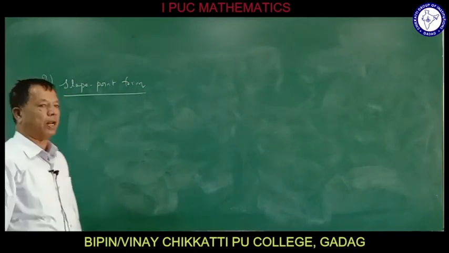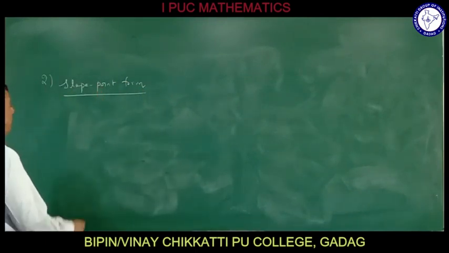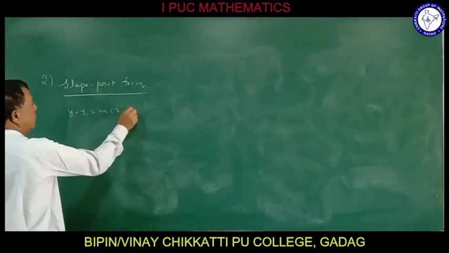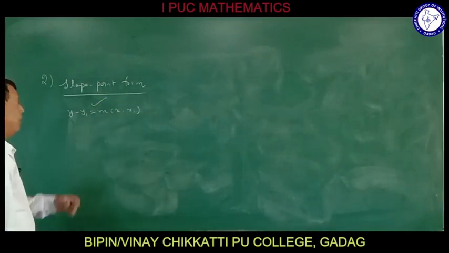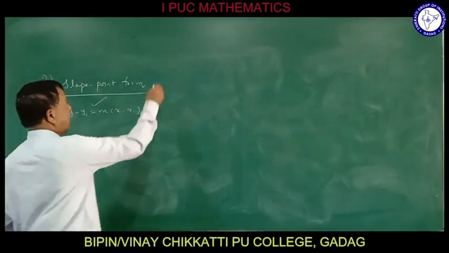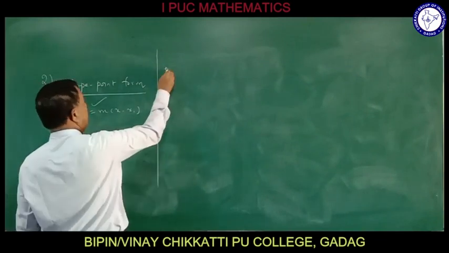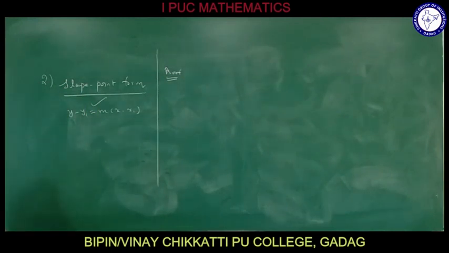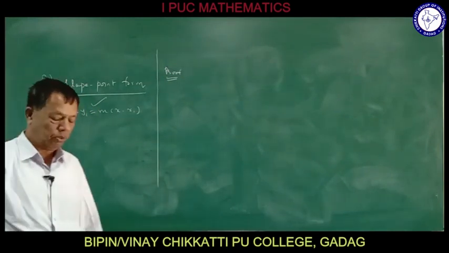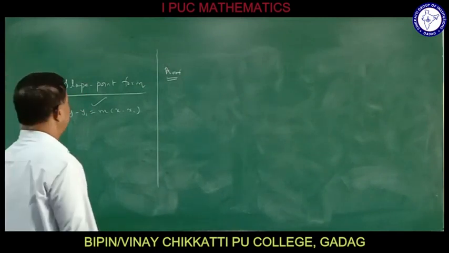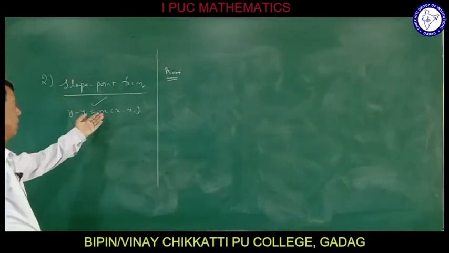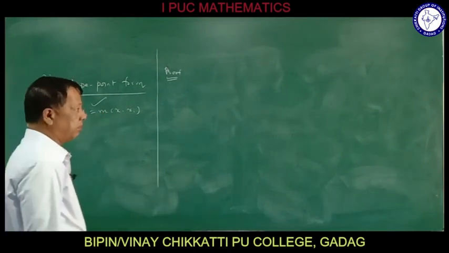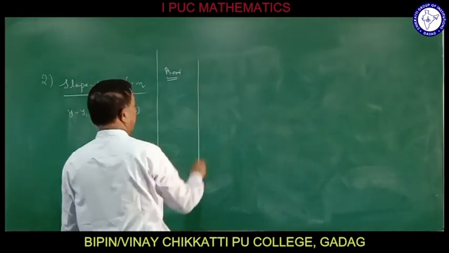Derive the equation of the line in the slope point form as y minus y1 is equal to m into bracket x minus x1. Yes, this is the slope point form. Once again I tell you, derive the equation of the line in the slope point form as y minus y1 is equal to m into bracket x minus x1. Here m is the slope of the line and x1 y1 are the coordinates of a point on the line. So let us see this diagram now.